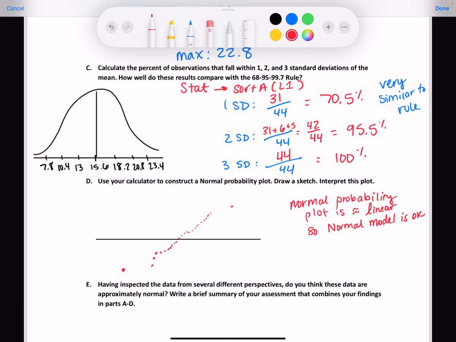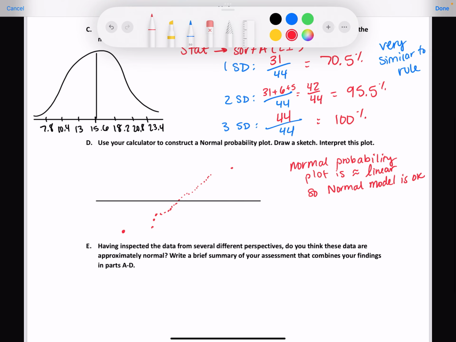So our histogram was pretty unimodal and symmetric, and our normal probability plot is mostly linear, so we were good with our normal model. Well, that's about to answer question E. Getting ahead of myself. Having inspected the data from several different perspectives, do you think these data are approximately normal? Write a brief summary of your assessment that combines your findings in part A through D.